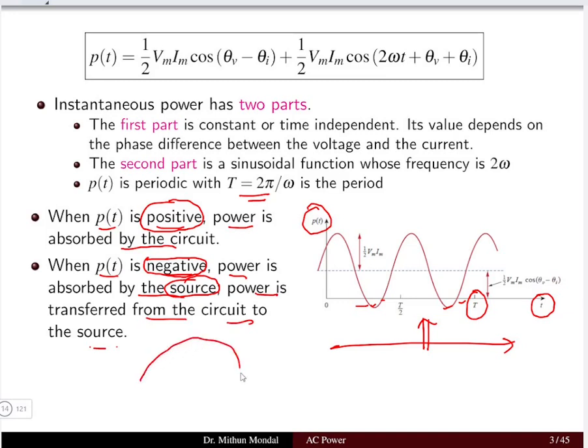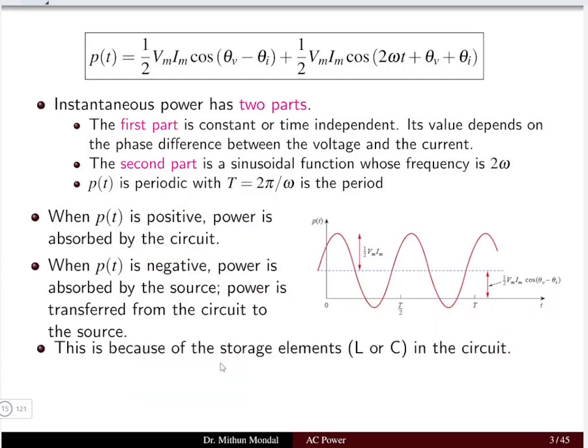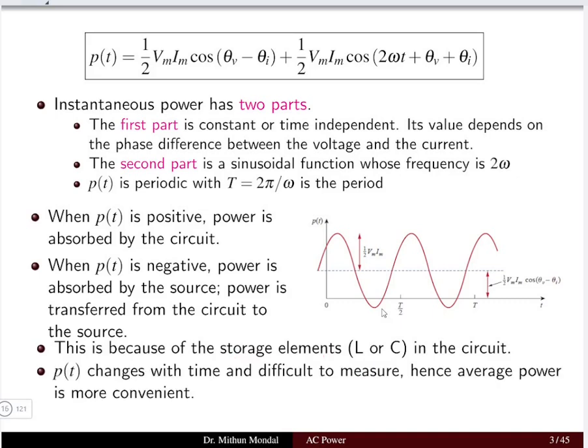Usually the power will go from source to the load. So then the instantaneous power will be positive. Now if the power is moving back to the source, then the instantaneous power is negative. Now why is the instantaneous power negative, how can it be possible? It is possible because in an AC circuit there will be energy storage elements, the inductors and the capacitors, which on the negative half cycle will deliver the power to the source.